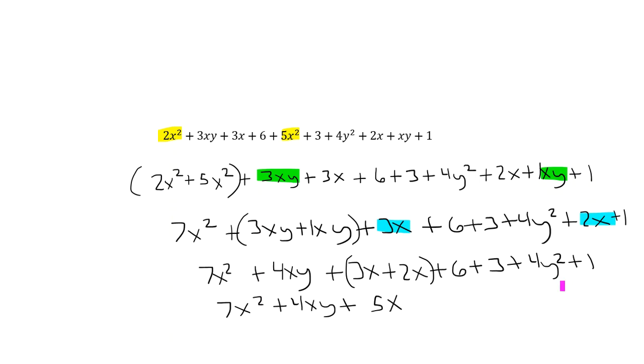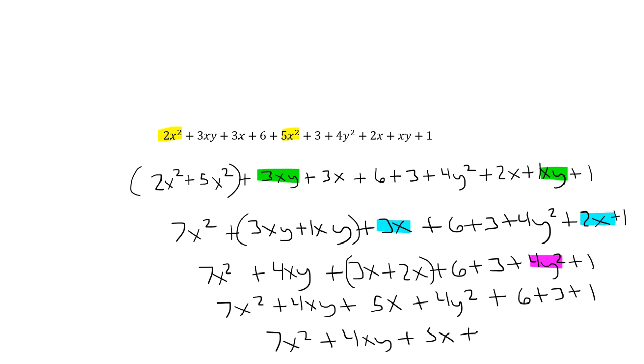Okay, the next one I want to do is the y squared families. There's actually only one of those. Okay, and then what we have left is the families that don't have a last name. So 7x squared plus 4xy plus 5x plus 4y squared plus 10 is our simplified expression.